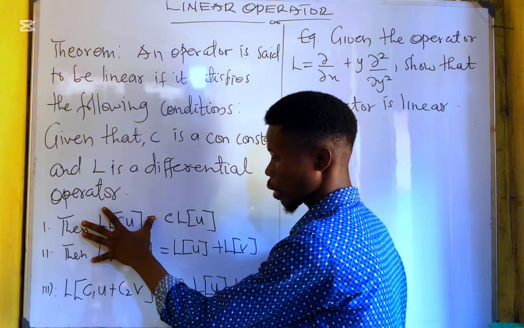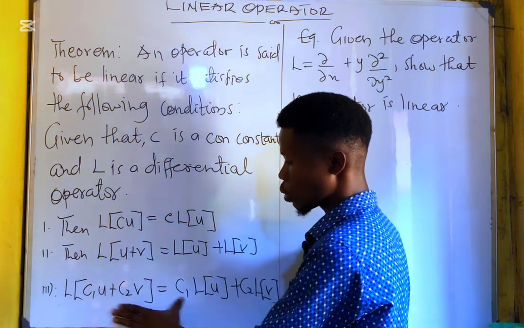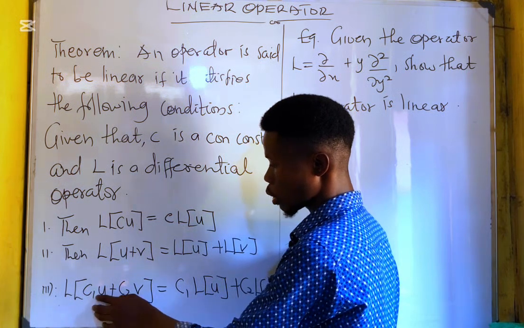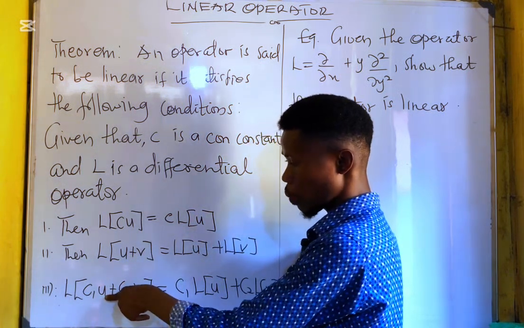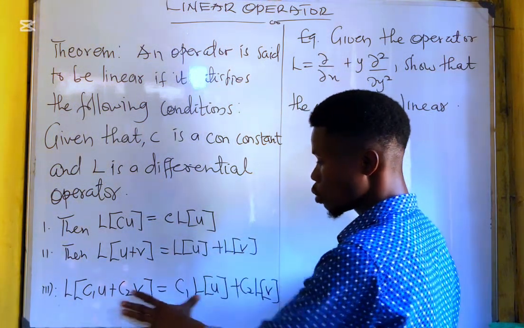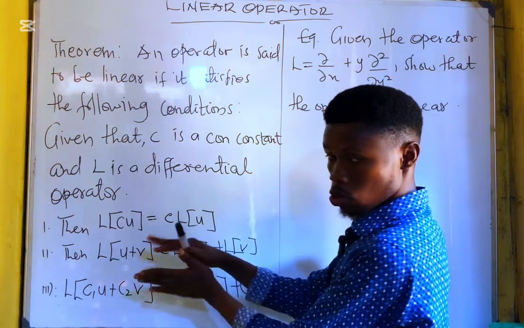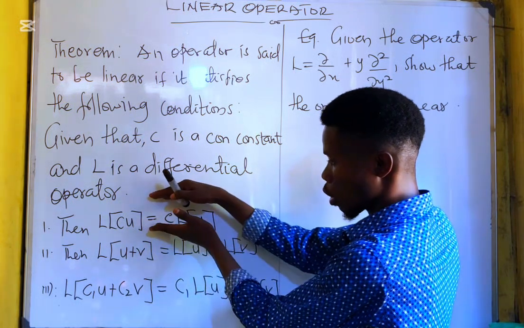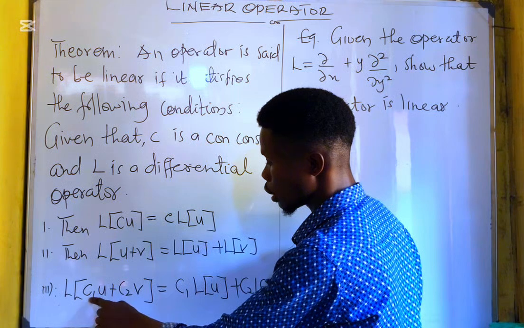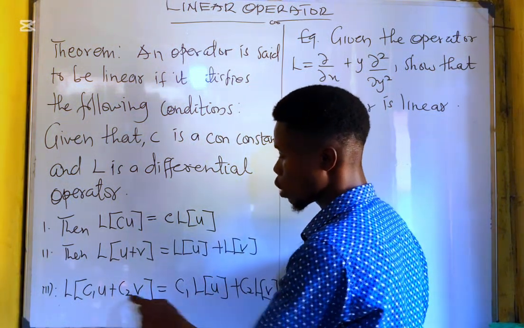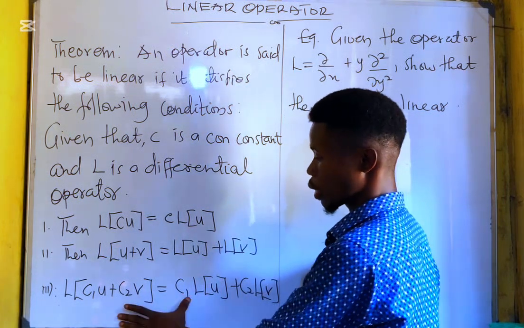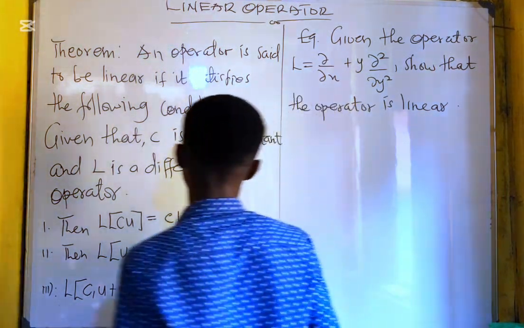You can decide to forget about these two and combine them into one. If you combine these two, the operator operating on C1 multiplied by the function U plus C2 multiplied by the function V gives you this. If you are using this one, you use that one alone. But if you want to use the separate ones, then you have to use both. For this one, C1 and C2 are constants, and U and V are functions. So when the operator operates on this and gives you this, then you can say that it is linear.